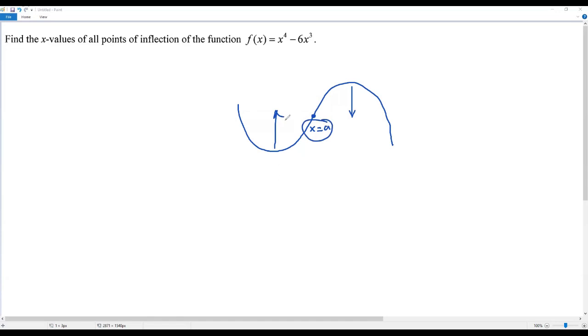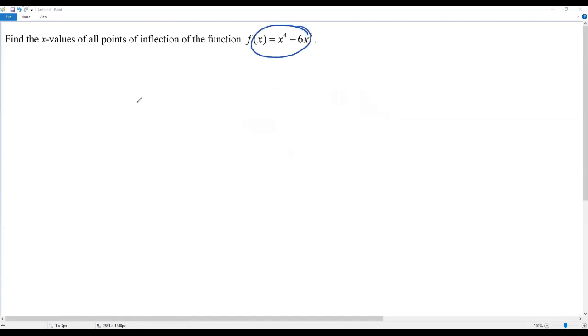So in this example, the given curve changes from concave up to concave down at x equals a. So this is the value of x at the point of inflection. So how do we find the value of x at the point of inflection? For that, we have to find the first derivative and the second derivative of the function, and then set the second derivative equal to 0 and solve for x.